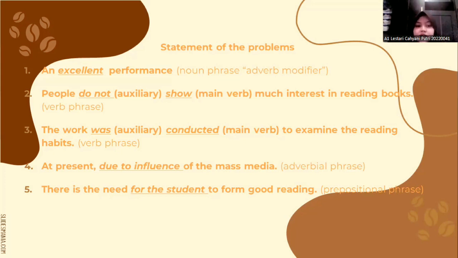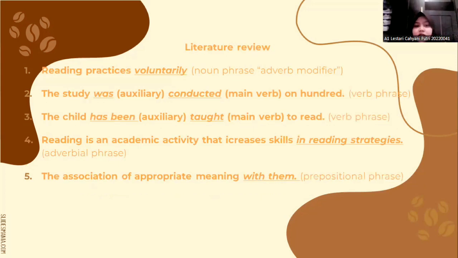And the last, "there is the need for the student to form good reading." In this example, it includes the prepositional phrase because "for the student" has "for" as the preposition. Okay, next, the literature review in the article. The first sentence is "reading practices voluntarily." This sentence is included in the noun phrase because "voluntary" is a modifier that modifies the word "practices".